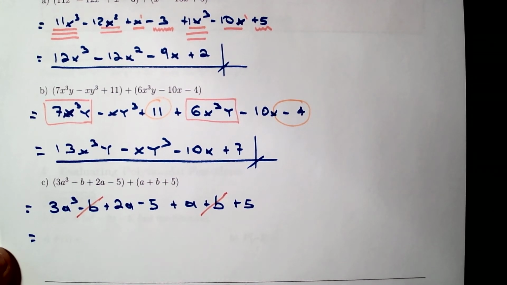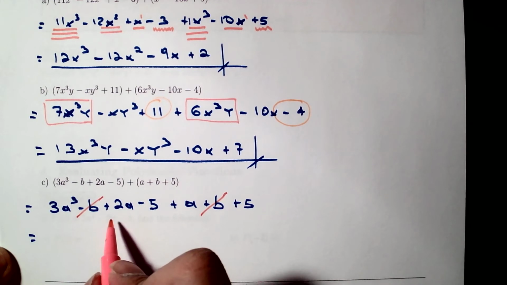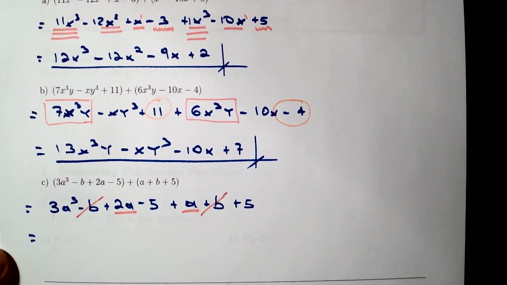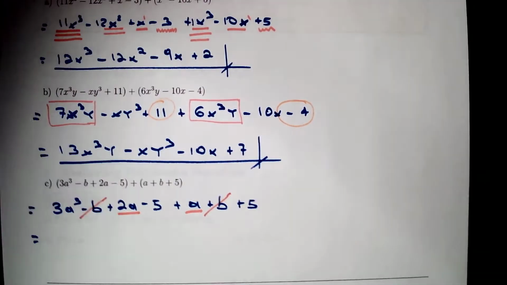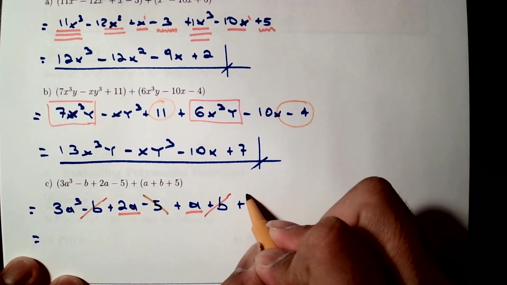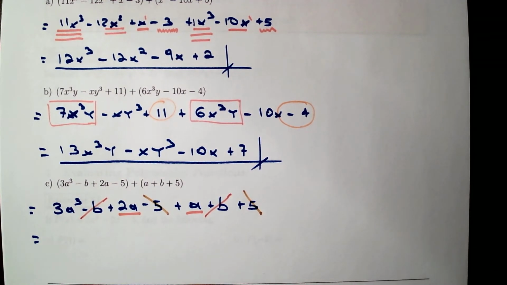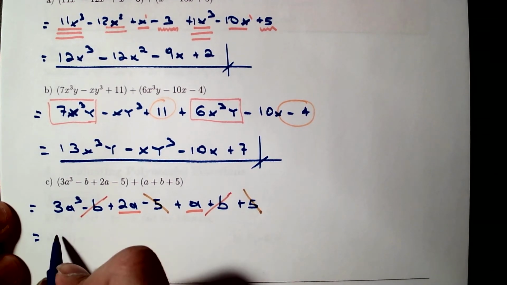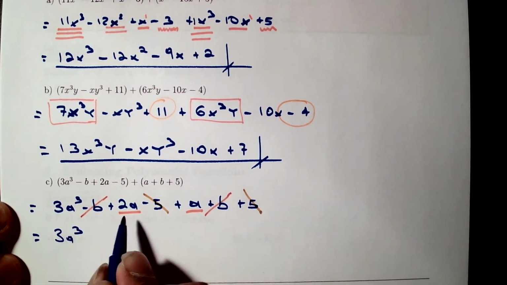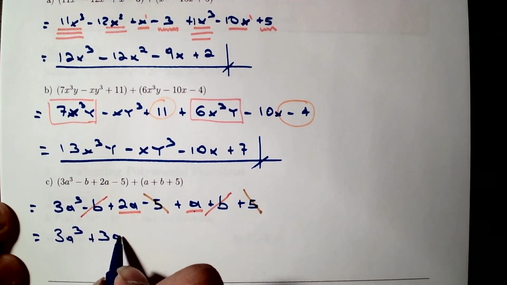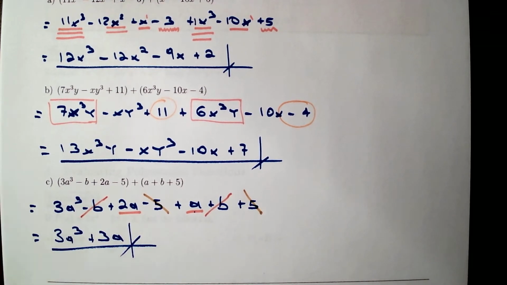Then we have 2a plus 1a. And finally, on the other hand, we are going to have the following case. Notice how the negative 5 cancels with positive 5. So the only surviving terms are going to be 3a cubed. And in this case, 2a plus a, that's 3a. Final answer to this.